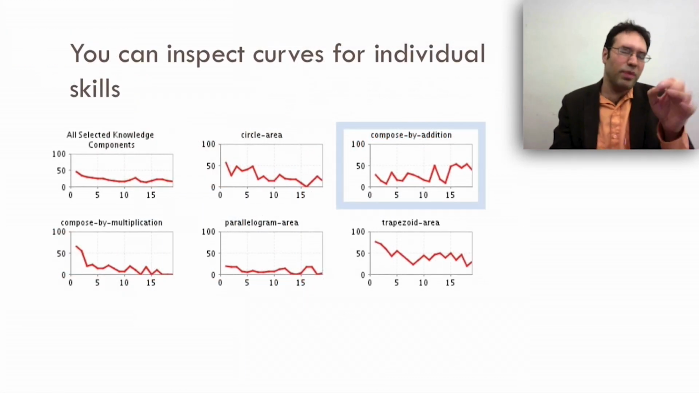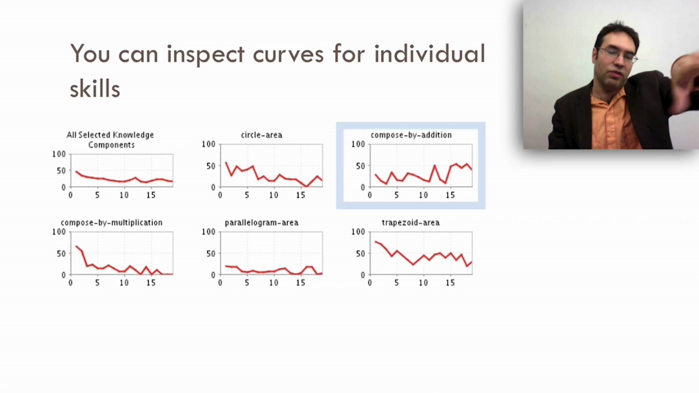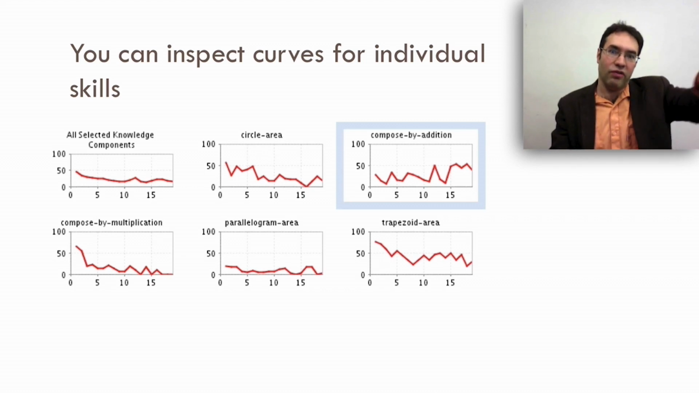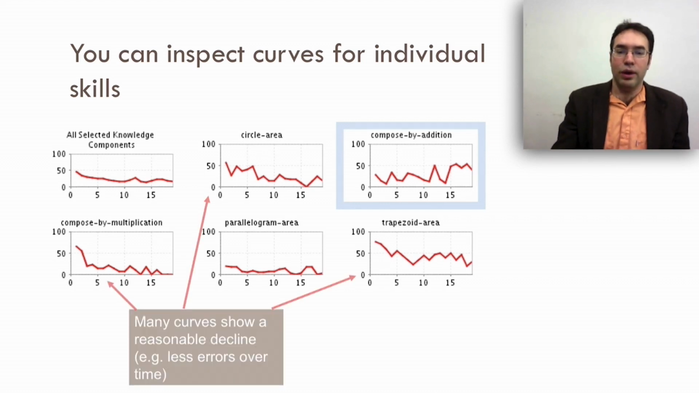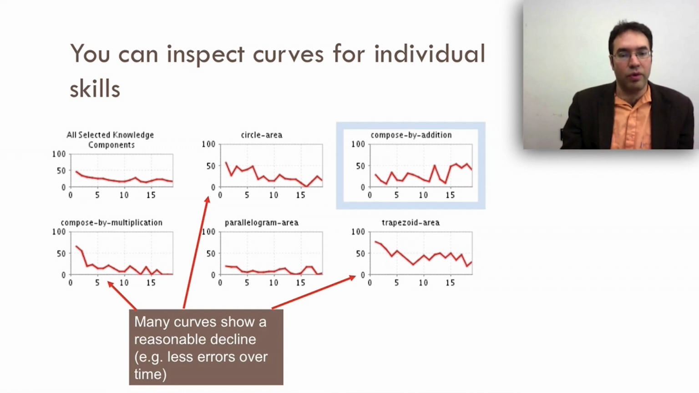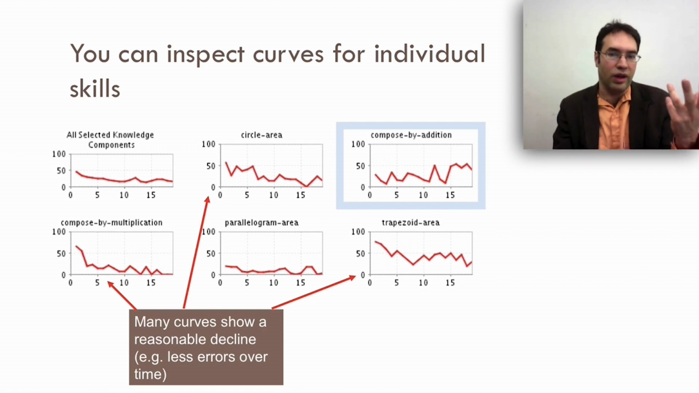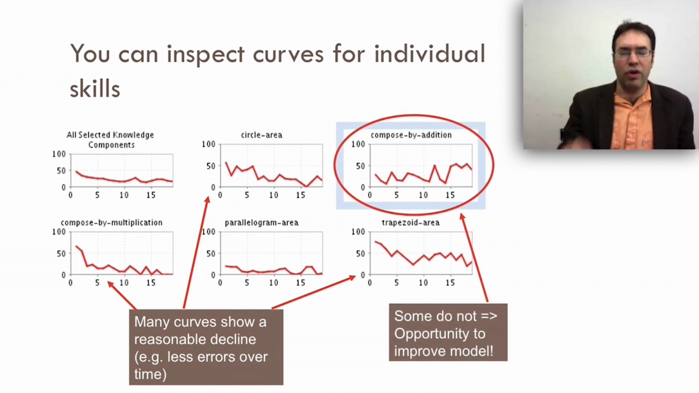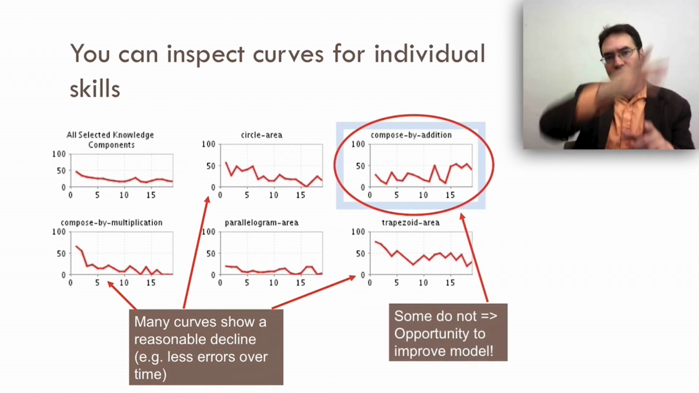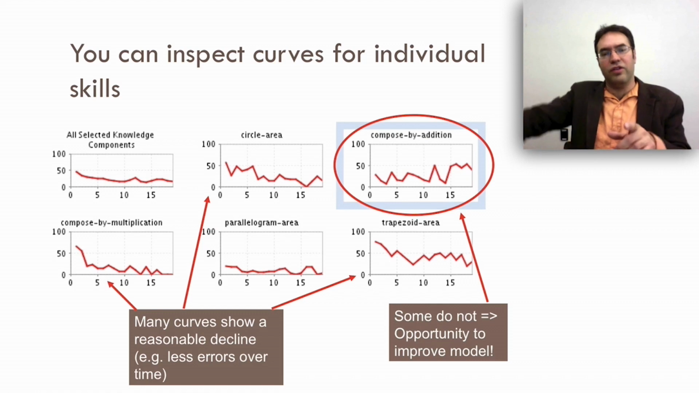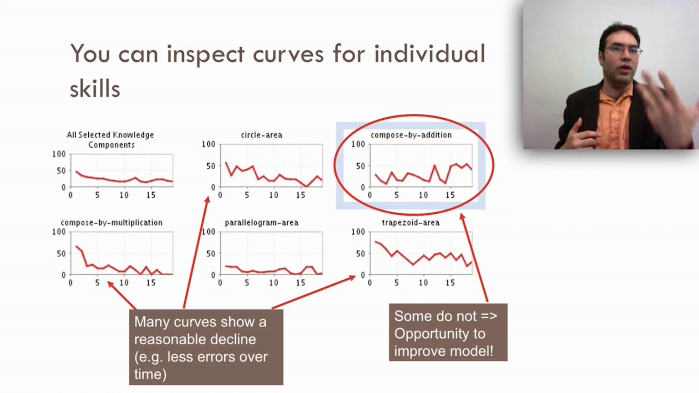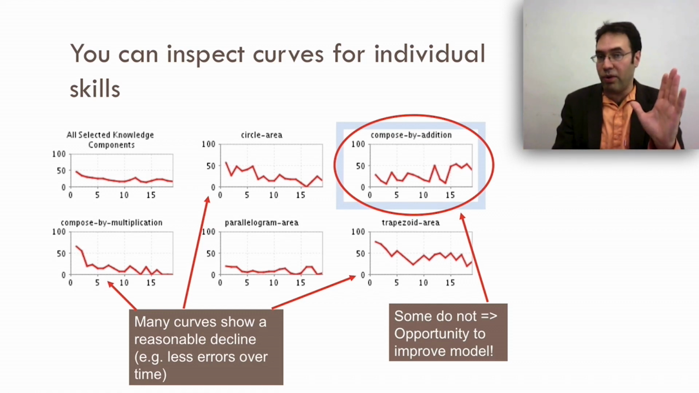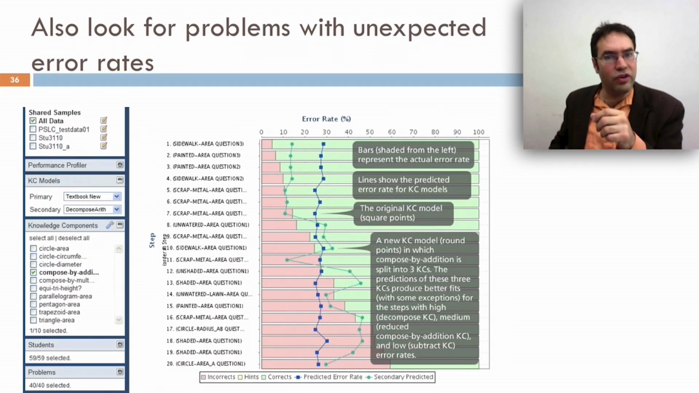You can actually inspect curves for individual skills. Again, these are pictures from the Data Shop. Thanks again to John for providing these. And you see that many curves show a reasonable decline, that is, fewer errors over time. There's a little spikiness. You're going to get that if you don't have much data. But some don't, and that's actually an opportunity to improve your model. If you have a skill that's not going like this, then either you're teaching it really badly or your model's messed up. Possibly both.